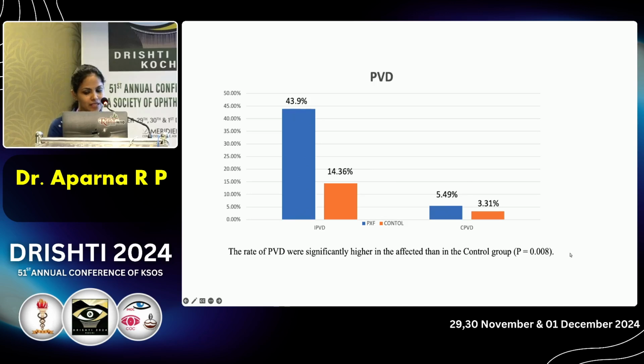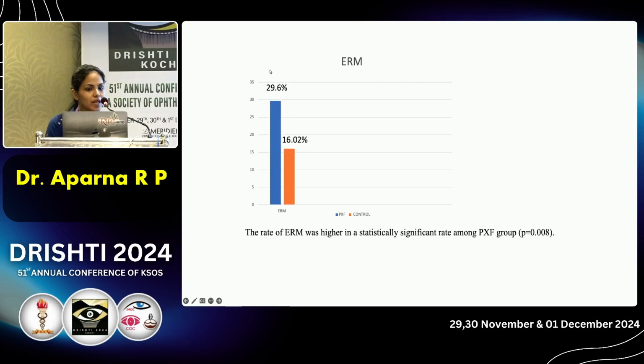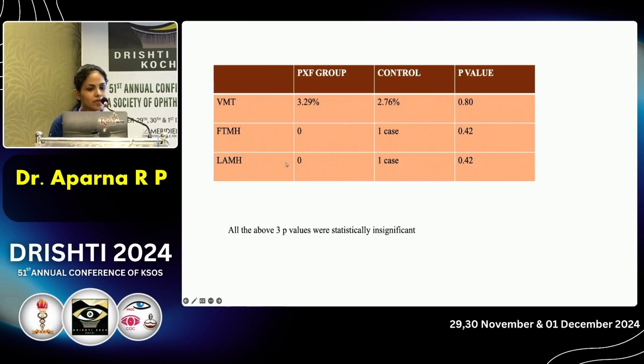The rate of epiretinal membrane was 29.6% in the pseudoexfoliation group and 16.02% in the control group, and this was also statistically significant. The rate of vitreomacular traction in the pseudoexfoliation group was 3.29%. Even though it was higher compared to the control group, which had only 2.76%, it was not statistically significant. Incidentally, we also found one case each of full thickness macular hole and lamellar macular hole in the control group, but none in the study group.